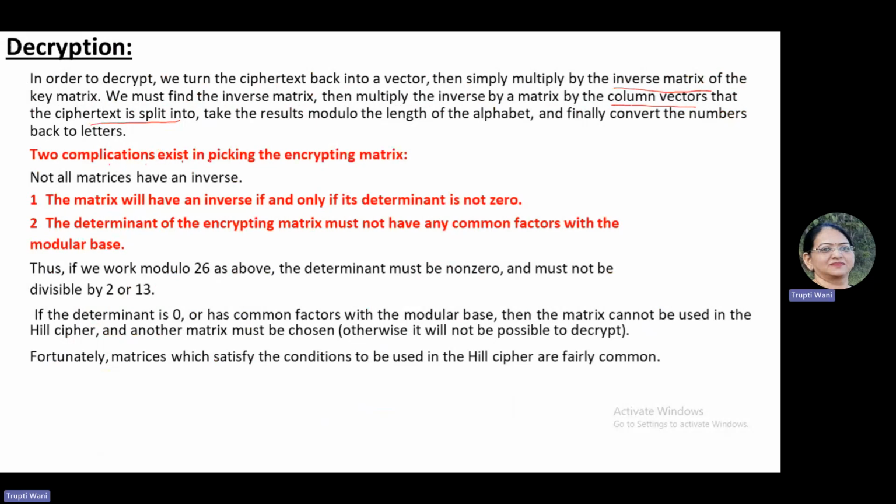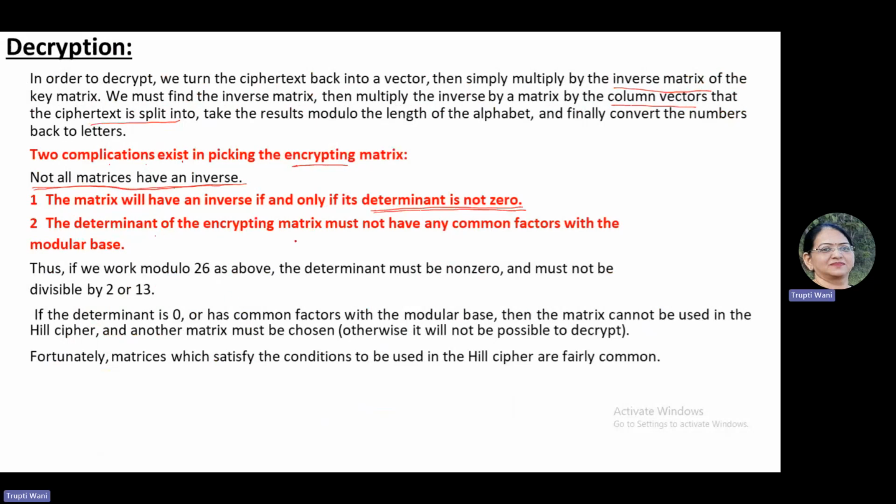So two complications exist in picking the encrypting matrix. Note this one, this is very important. Not all matrices have an inverse. Whenever we want to decrypt the message, we require the inverse of that matrix, and not all matrices have an inverse. So we have to select a matrix which satisfies some conditions. The matrix will have an inverse if and only if its determinant is not 0. First condition, its determinant should not be 0.